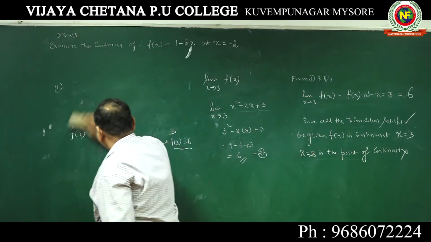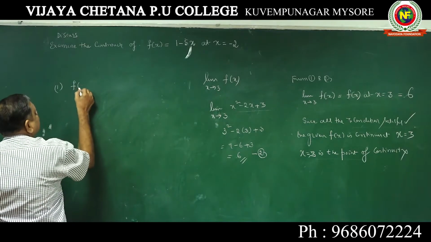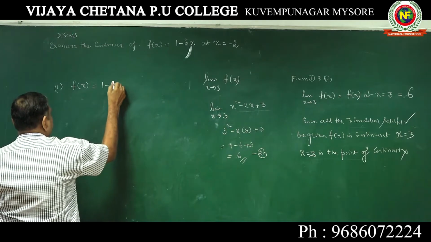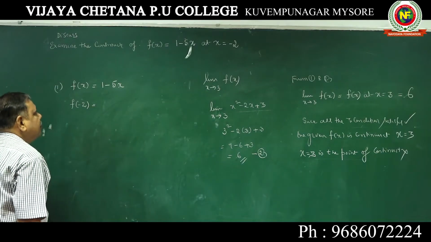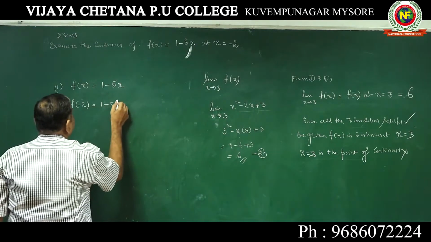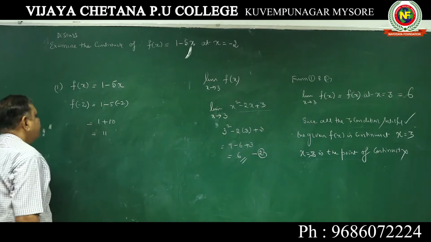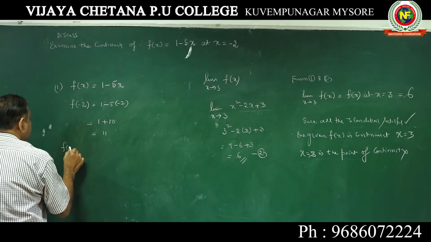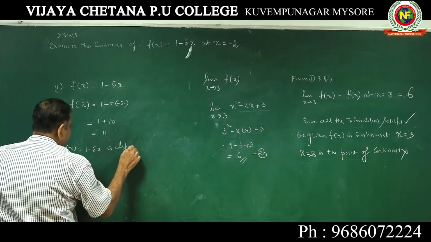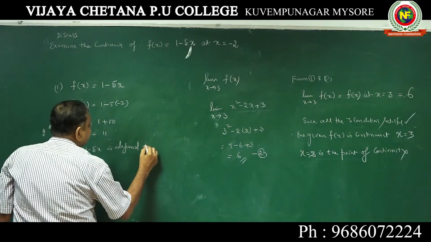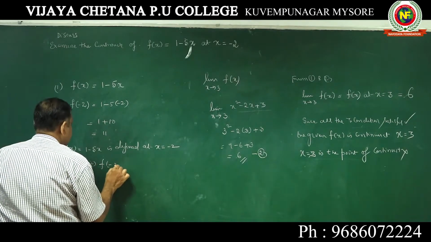Now take the first condition. We have to prove f of x is equal to 1 minus 5x is defined. Take down f of minus 2. At minus 2, 1 minus 5 into minus 2, 1 plus 10, it is 11. So f of x is equal to 1 minus 5x is defined and exists at x equal to minus 2. That is, f of minus 2 is 11.